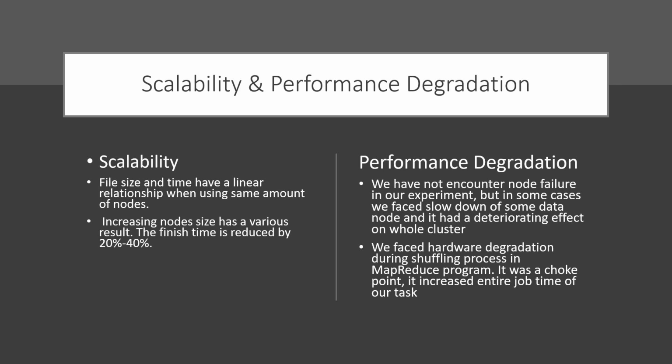The second one is performance degradation. We have not encountered node failure in our experiment, but in some cases we faced the slowdown of some data nodes, and it has some deteriorating effect on the whole cluster. We also faced hardware degradation during the shuffling process in the mapreduce program. It was a choke point. It increased the entire job time of our task.